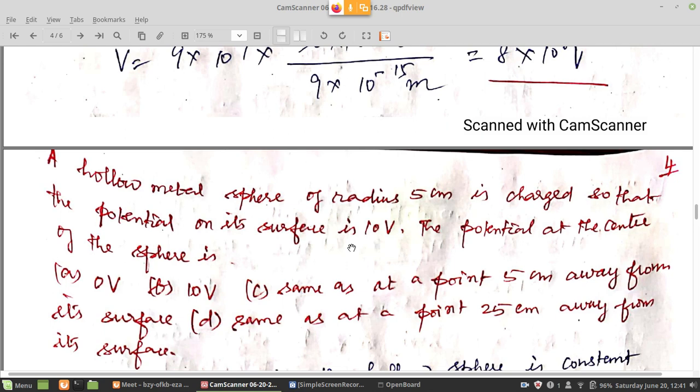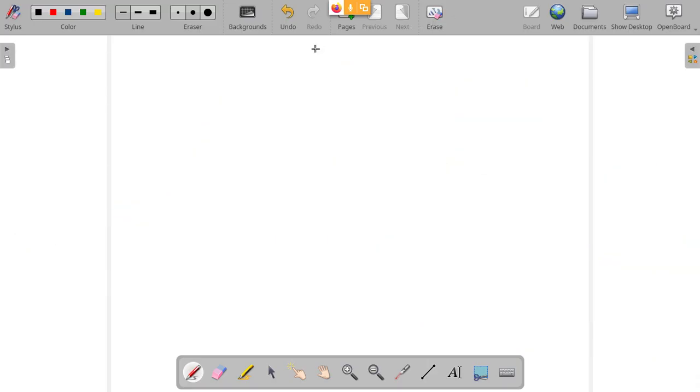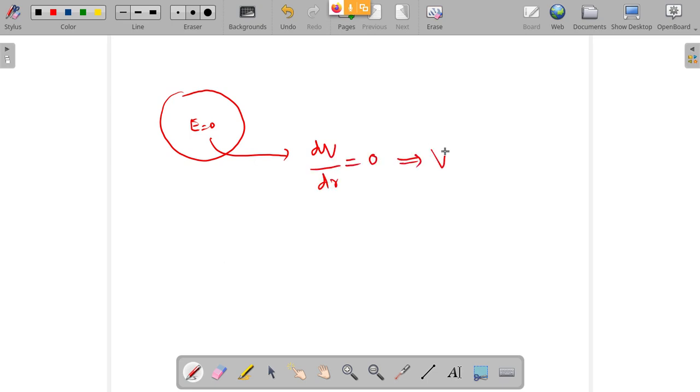Yes, B, exactly the same. The answer is 10 volts inside also, because there is only one clue for that: in any such case the potential is constant inside, because the electric field is 0. It is a hollow metal sphere. E is equal to 0 inside. E equal to 0 means dV by dr is 0, which implies V is a constant. And what value of V have we seen? That is going to be whatever it is at the surface. So V at the surface.